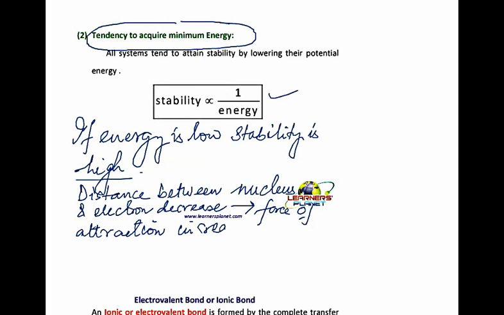As the force of attraction between them increases, the system becomes more and more stable. So the two theories which lead to the formation of any kind of chemical combination are the electronic theory of valency, or the Lewis-Kossel approach, and also the tendency to acquire a minimum energy, which says that stability is inversely proportional to the energy.